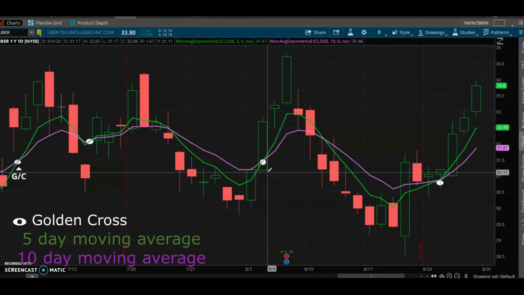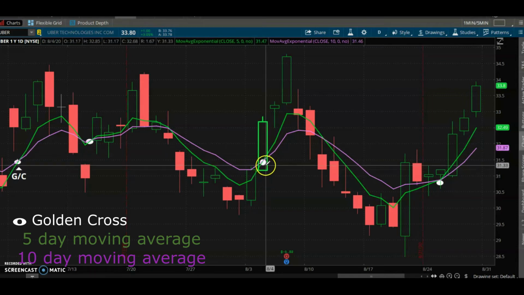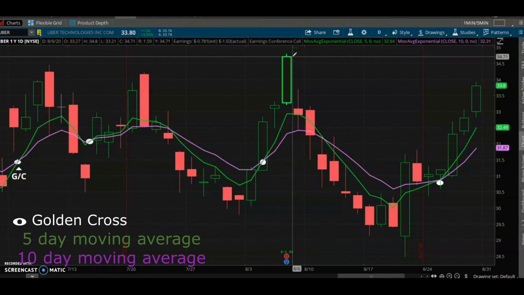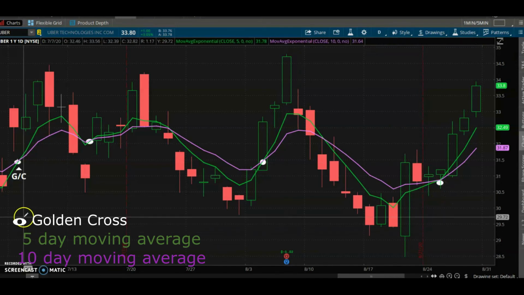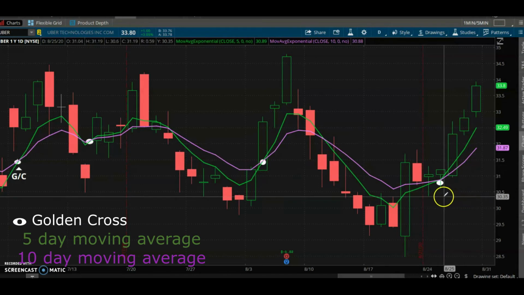Here's another golden cross, again, where the 5-day moving average crosses above the 10-day. And what happens with price action? A very sharp move upwards. And the same is the case here. So each of these points where you have white dots would have been potential opportunities to go long on a trade.